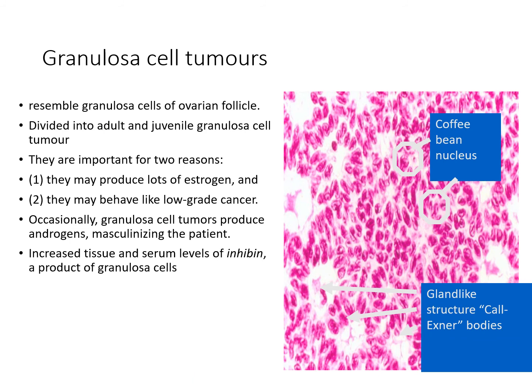Granulosa cell tumors are tumors that resemble granulosa cells of the ovarian follicle. They are divided into adult and juvenile granulosa cell tumors, and they are important for two reasons. Because they may produce lots and lots of estrogen, and they may behave like low-grade cancer. Occasionally, they produce androgen, which cause masculinization of the patient, and they also produce tissue and serum inhibin, which is a product of granulosa cell.